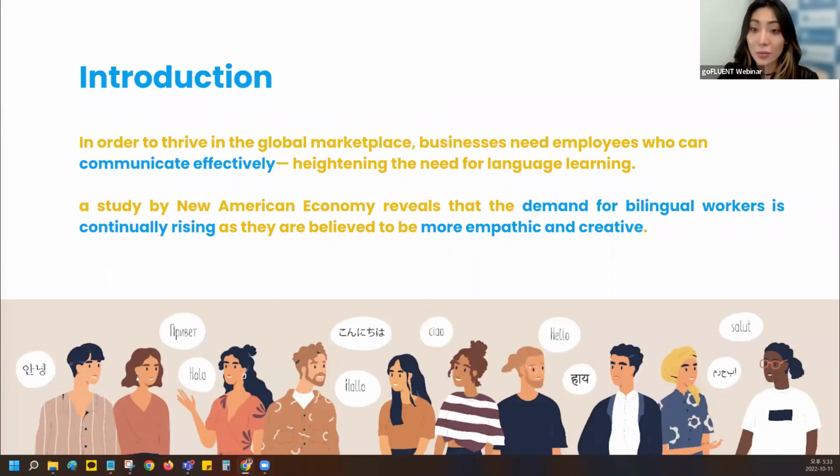Introduction. In order to thrive in the global marketplace, businesses need employees who can communicate effectively, heightening the need for language learning. A study by New American Economy reveals that the demand for bilingual workers is continually rising as they are believed to be more empathic and creative. As written in this slide, it is not enough to just stick to one's native language anymore. The current global market requires individuals who understand the language and culture of others. Although unnoticed, language and cultural misunderstandings exist, and our business world today gives high regard to professionals who are able to communicate effectively across borders. Thus, it's imperative to expose and resolve language learning myths, as the strategies you are using now may not be as effective as you make them out to be.